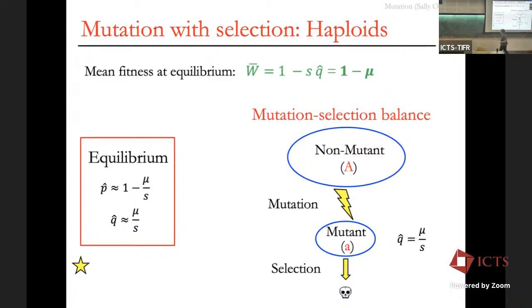Maybe the math will help you think this through, or maybe you've got an intuition for it. Yes, so this is the mean fitness, 1 minus S q hat. It's the amount by which the fitness is reduced by selection times the frequency of the mutant. But if I plug in q hat equals mu over S at the mutation selection balance, then I get 1 minus S mu over S, the S's cancel, and the mean fitness at equilibrium is 1 minus mu. It does not depend on S. Why does it not depend on S?